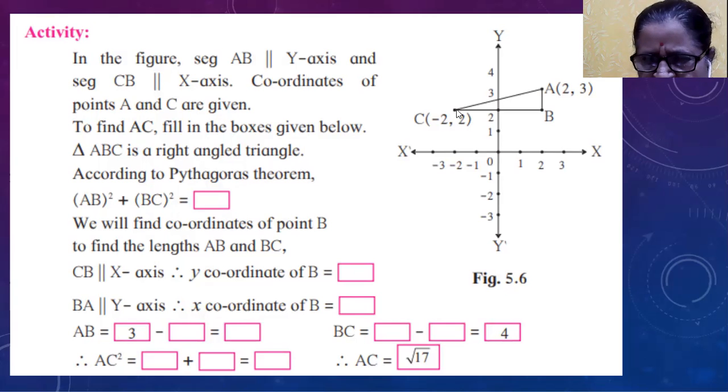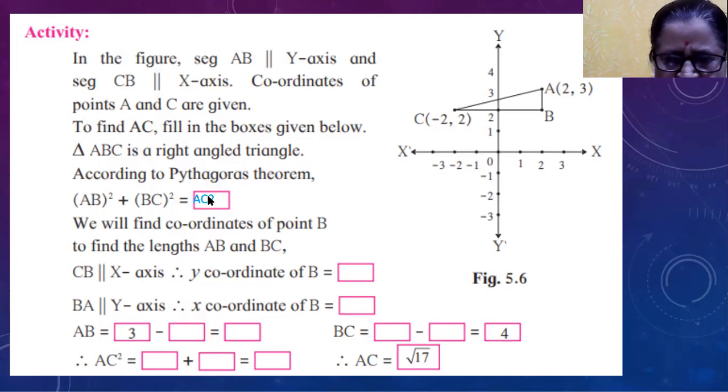Here we have to see that AC is the distance. This is a right angle triangle, and AC is the hypotenuse, and here is the right angle. So we are considering this triangle, and we fill this according to the Pythagoras theorem, that is AB square plus BC square is equal to AC square. Then we have to fill here what?